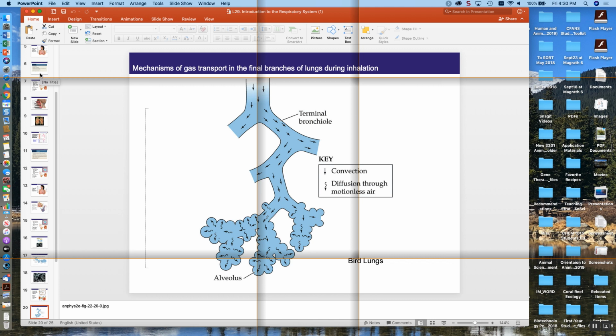Remember the partial pressure of oxygen in the air is about 160? In the alveoli, it's only 105. And that's because of that dilution effect. And then in the arteries, it's about 100. Okay? All right. There was something else.